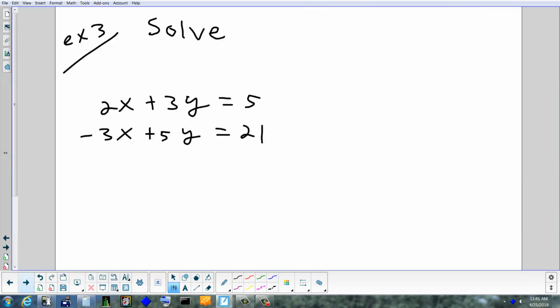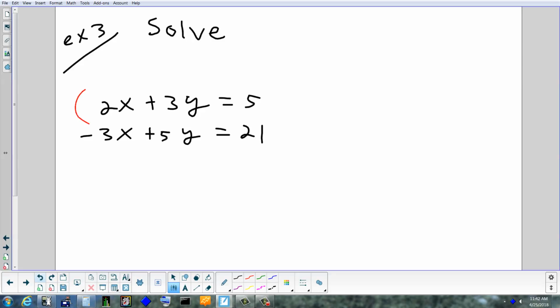All right. So we've got 2x plus 3y equals 5, and negative 3x plus 5y equals 21. It's our choice if we want to try to make the x's opposite or the y's. So what letter do you want to try and get rid of here? X's. Okay? So we're going to have to multiply the top equation by something and the bottom equation by something to make these two numbers opposites. Did anybody see what I could multiply the top equation by?